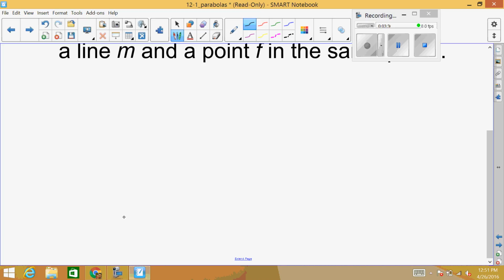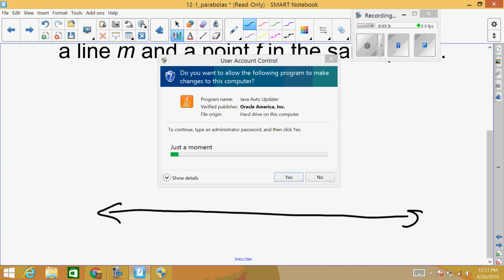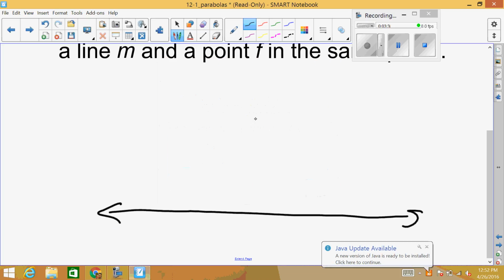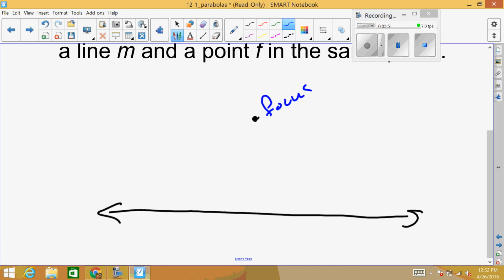But what we've got is some line in our plane. My computer screen is going to be my plane for this. And I've got some point that's not on the line. And the parabola is the collection of points separate from those two that are the same distance from the line as they are from the point. By the way, this point is known as the focus of our parabola, and this line is known as the directrix.